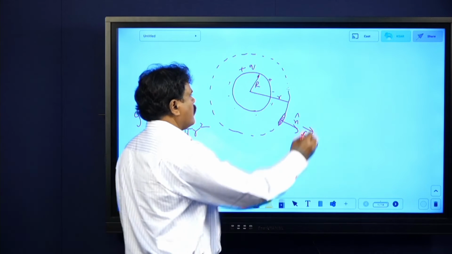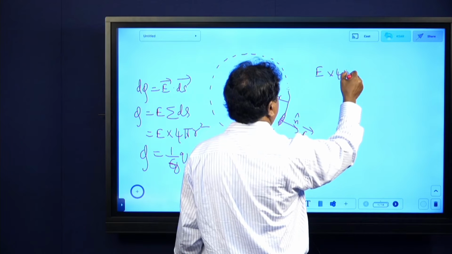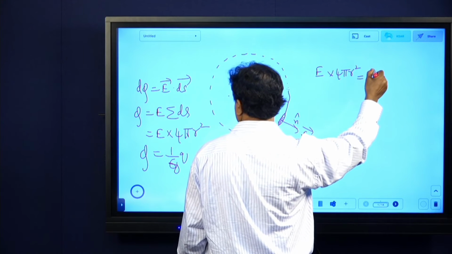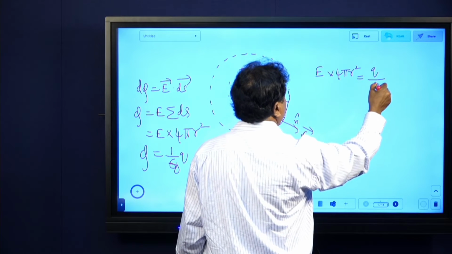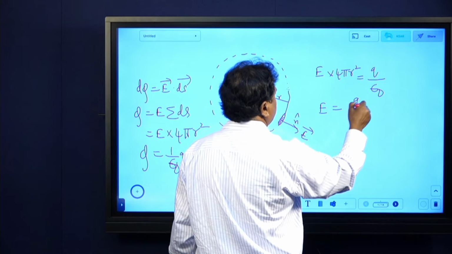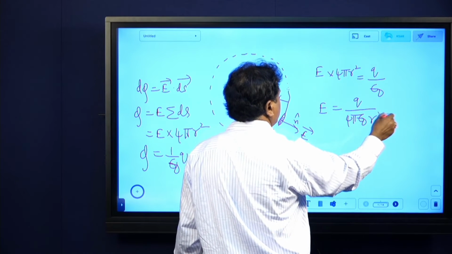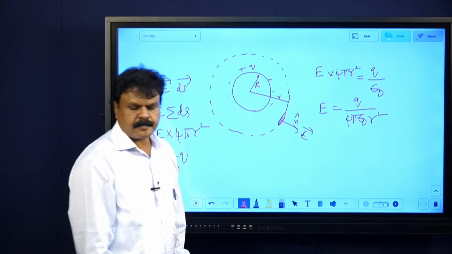Equate them. When you equate them, you will get E into 4 pi r square equals q by epsilon naught, see how simple it is here. E equals, what do you get? Q by 4 pi epsilon naught r square. That is the expression.